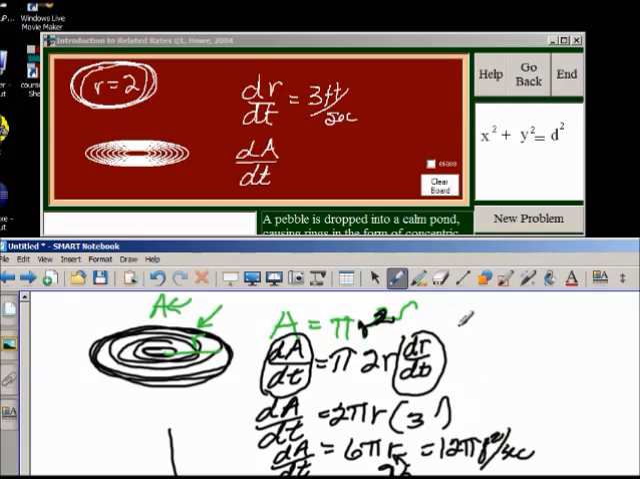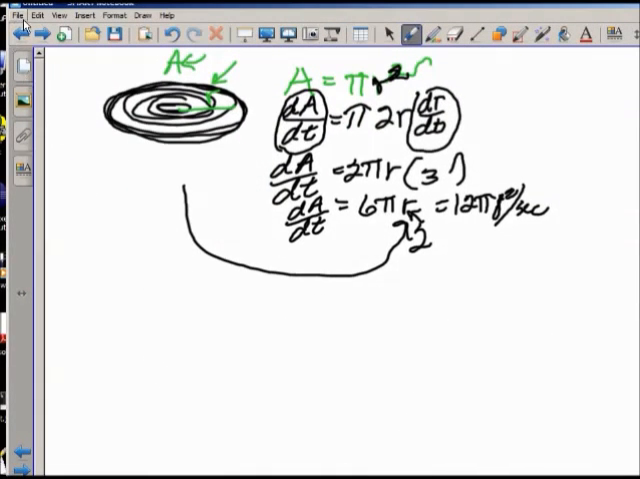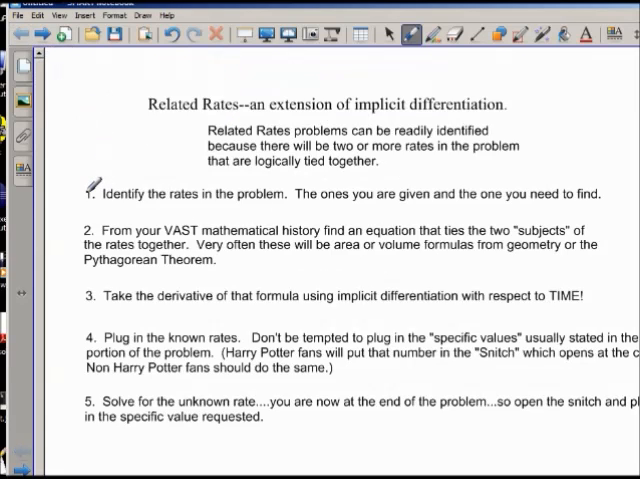And that's a poorly demonstrated related rates problem. Once again, let's look back at the procedure that you should go through when you do a related rates problem. First, identify the rates in the problem, the ones that you're given and the ones you need to find. Secondly, we try to find an equation that ties those subjects together. We just saw that it was area and radius. It might be height and volume. You might even be given two rates and be asked to find a third. Find something that ties all that together.